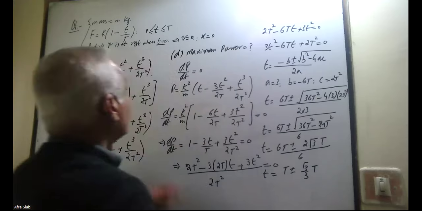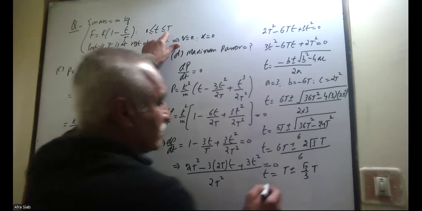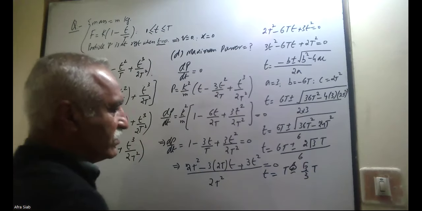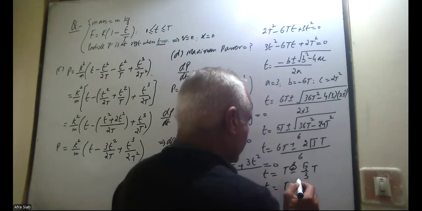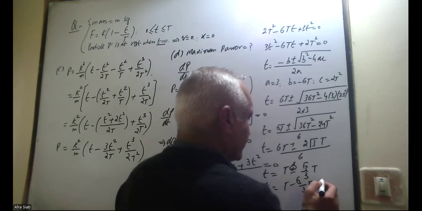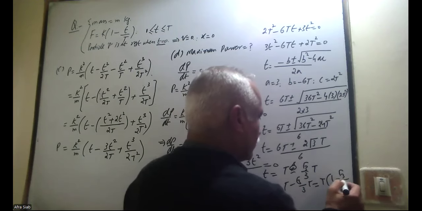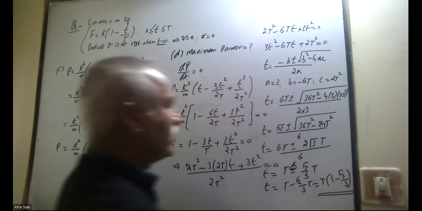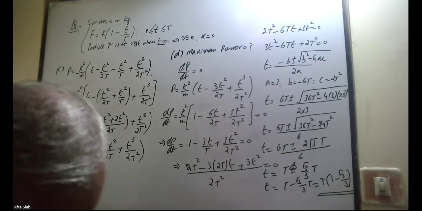But since the values of the small t is from 0 to T, so it means we have to avoid this plus sign here because it is more than T value there. So it should be equal to T minus root 3 over 3 into T. We take T common, it should be equal to 1 minus root 3 over 3 times T. So this is the time where its power will be maximum value to that equation there.